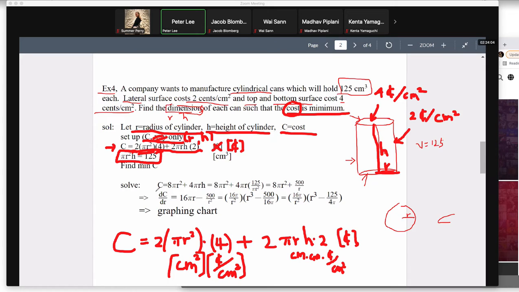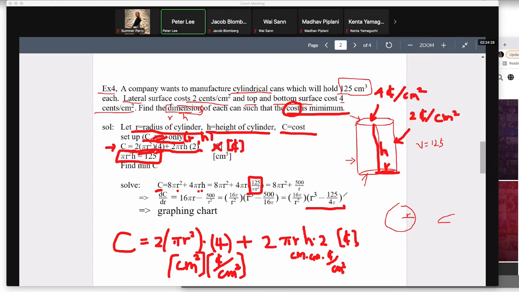And then if you look at the C now, solve C. Okay, C equal to this. Now note that there's R and then there's H here. So what's the best thing to do? Let's just get rid of the H. How do you get rid of the H? H is equal to 125 over pi r squared. There we go. And then do all that, and then do the calculus dC/dr, and then you get this. And then now, graphing chart.